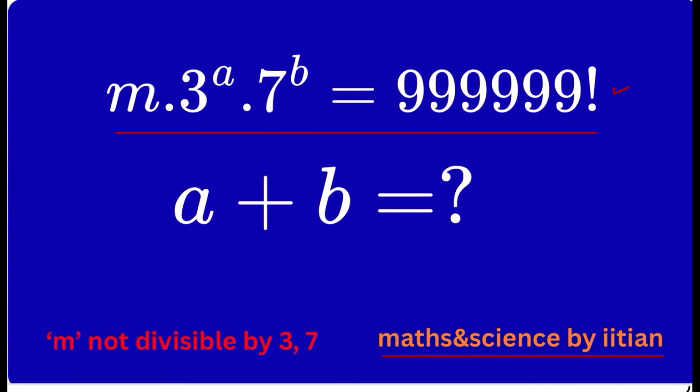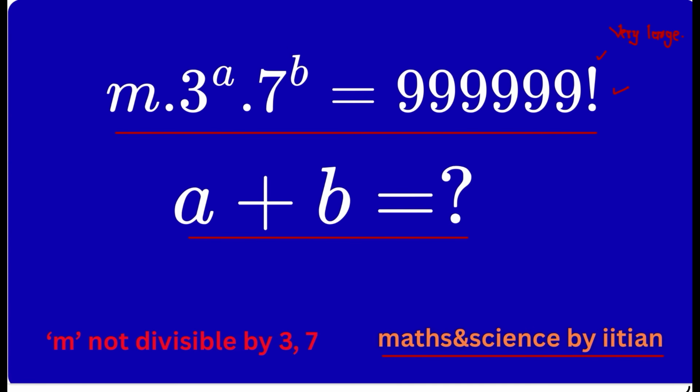We have to find out a plus b when some m into 3 to the power of a into 7 to the power of b is equal to 999999 factorial. Very big number, very large factorial.